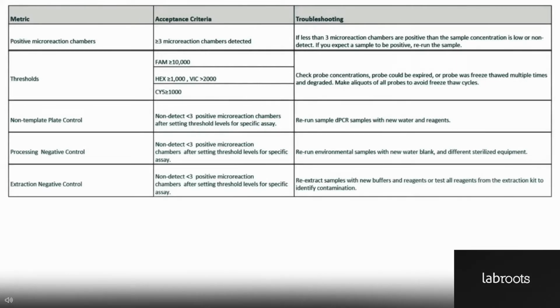We expect to see all of the negative controls show less than 3 positive microreaction chambers, including the non-template control, processing negative control, and extraction negative control. If these controls show more than 3 positive microreaction chambers, it is a sign of contamination, and we need to do some troubleshooting or rerun the plate.